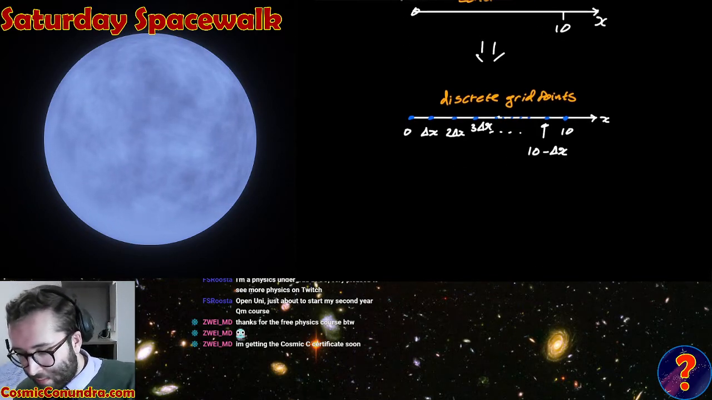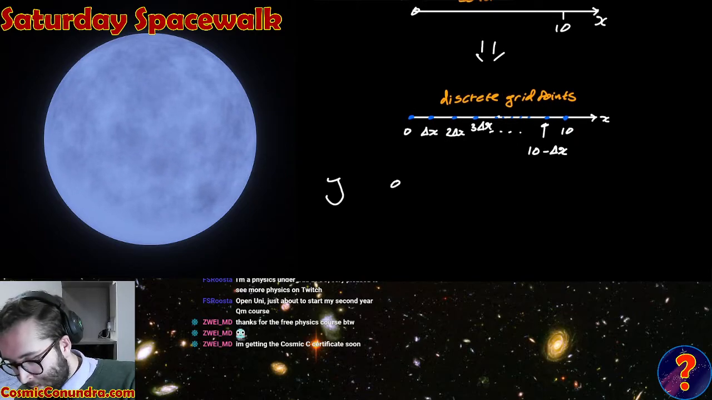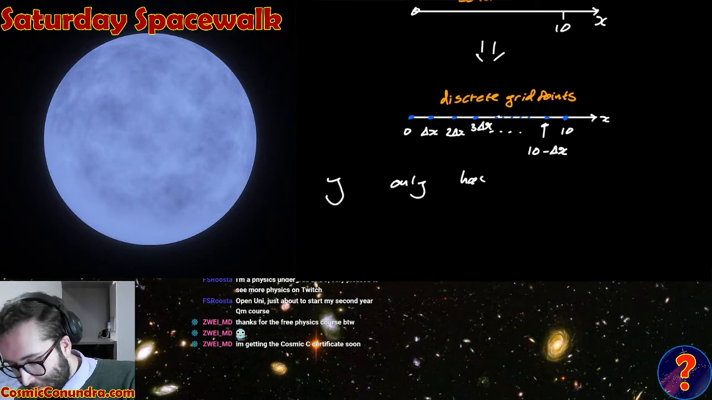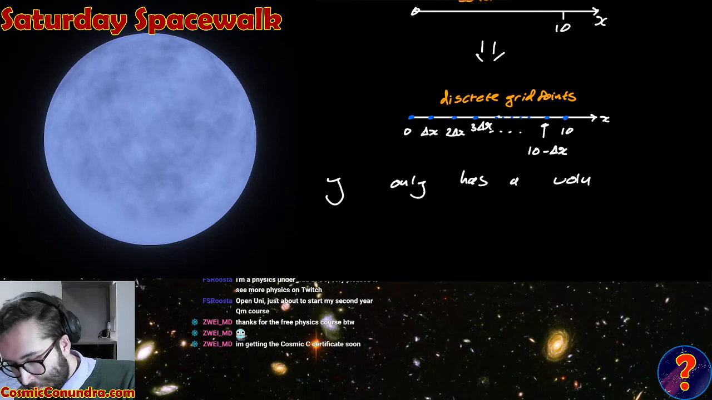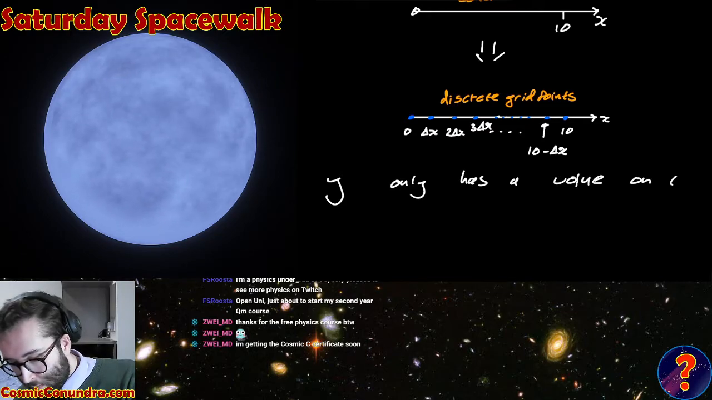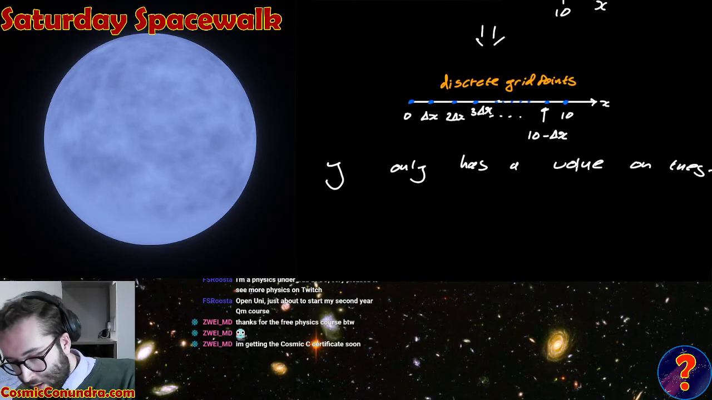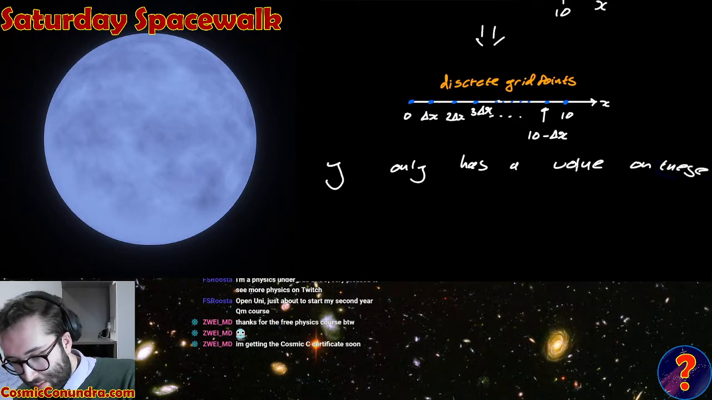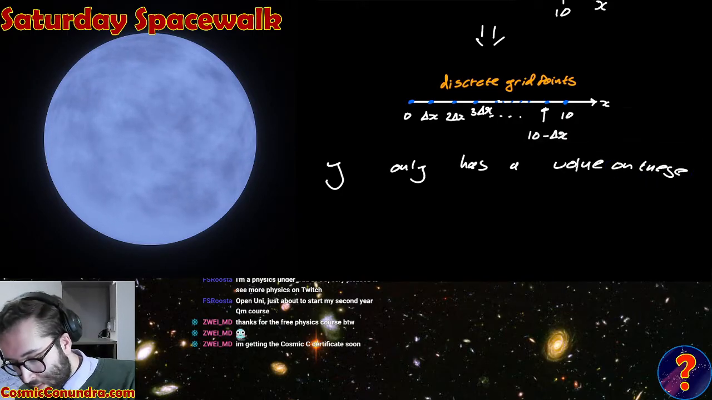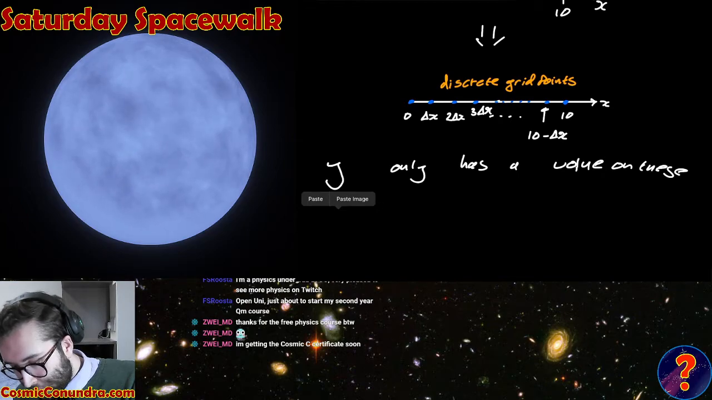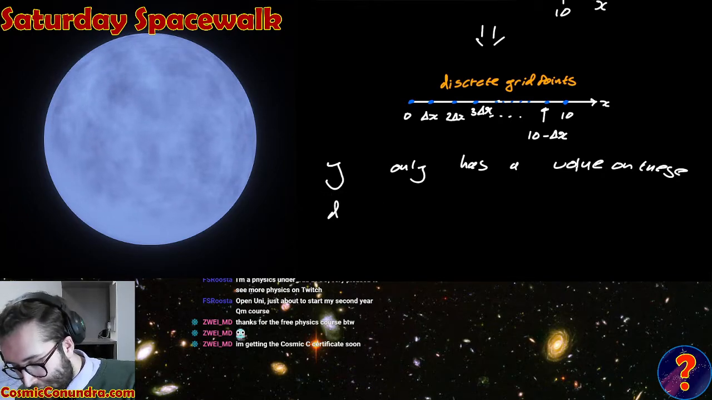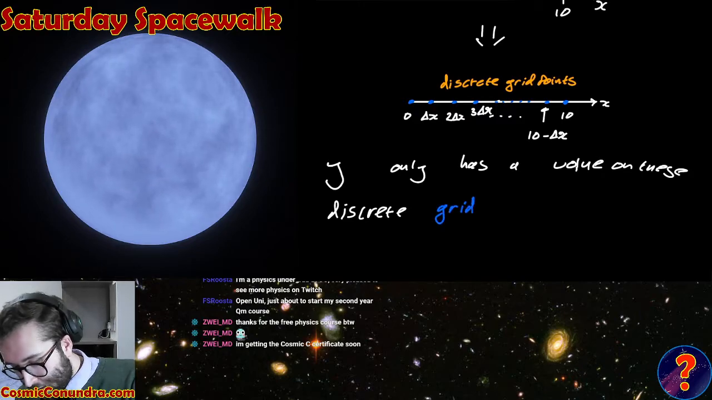So now y only has a value on these grid points I've shown in blue. So it only has a value on these discrete grid points.